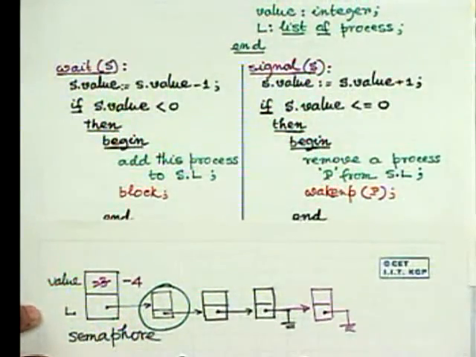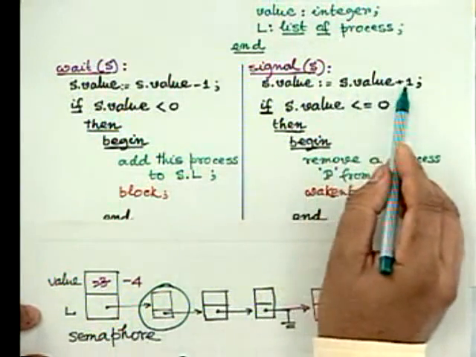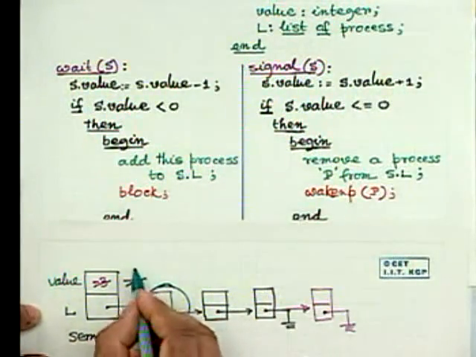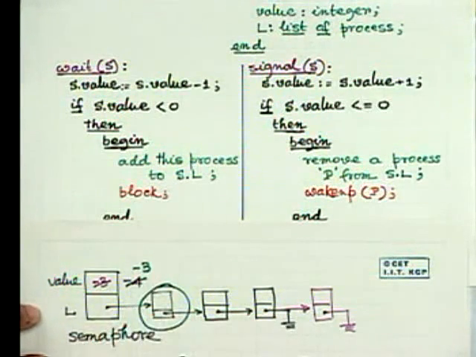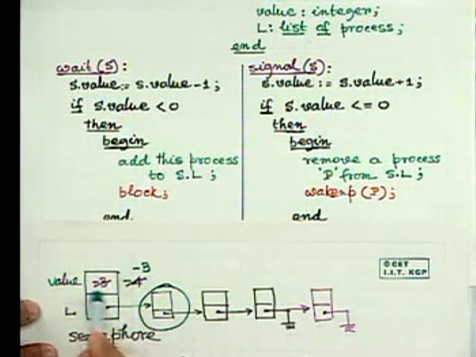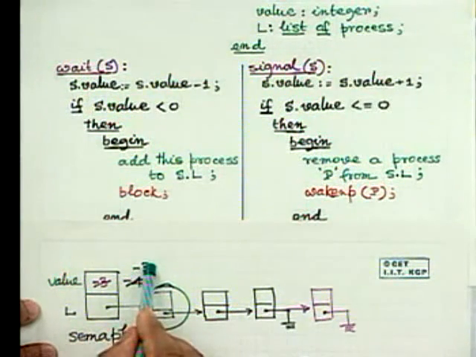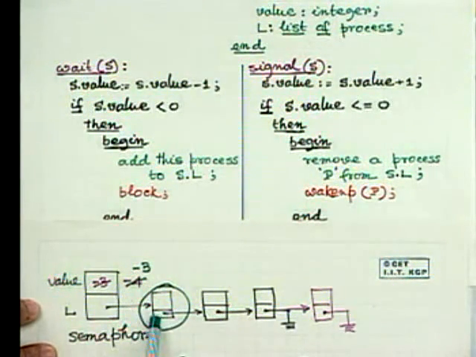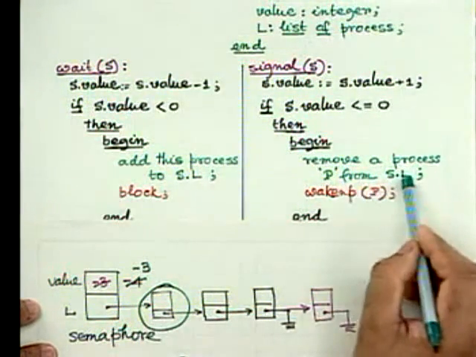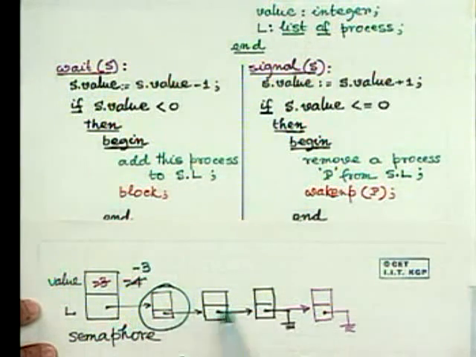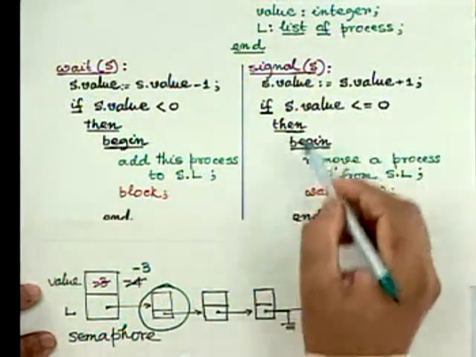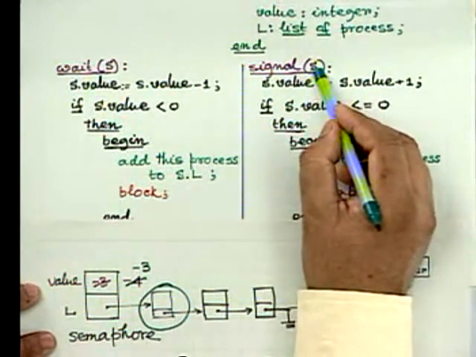Okay, and you see when it's done, S.value has been incremented by 1, therefore S.value will be incremented by 1. It will be -3. Now you see that depending upon the initial value of this value part, this number may indicate the number of processes that is still linked up in this S.L. That means the number of processes that are waiting at the semaphore S.